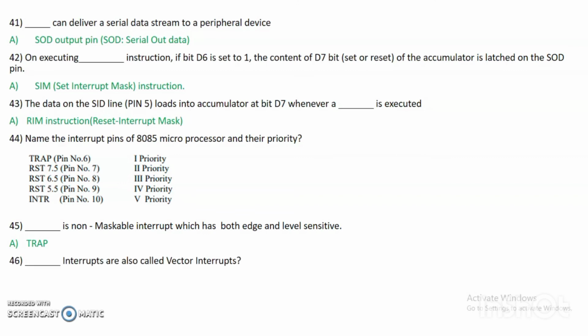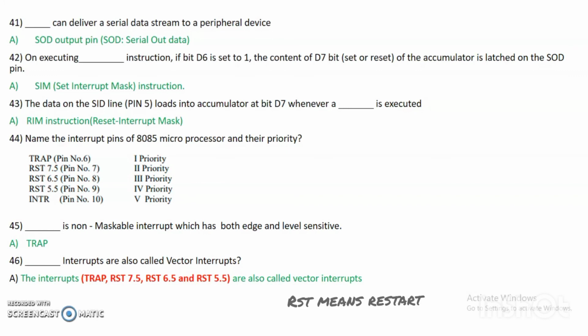Bit number 46, dash interrupts are also called vector interrupts. Basically the interrupts called trap, reset 7.5, reset 6.5 and reset 5.5 are called vector interrupts, apart from interrupt request.